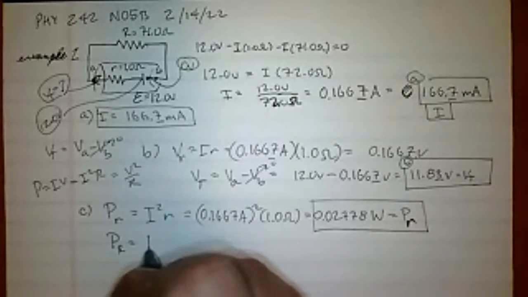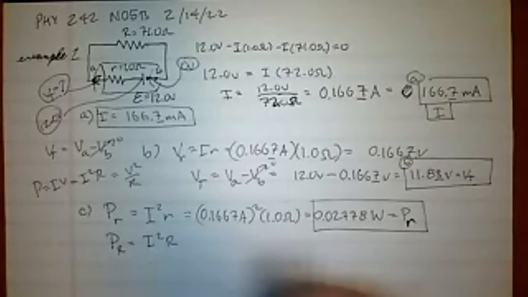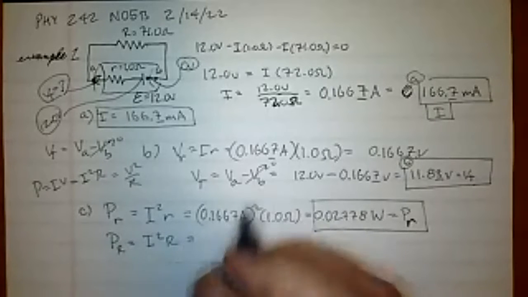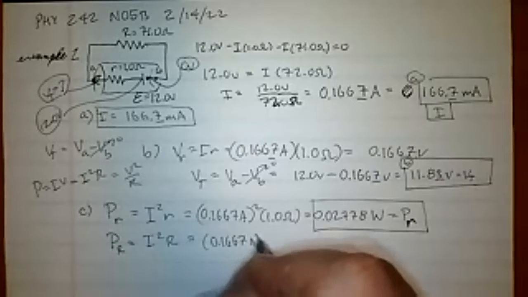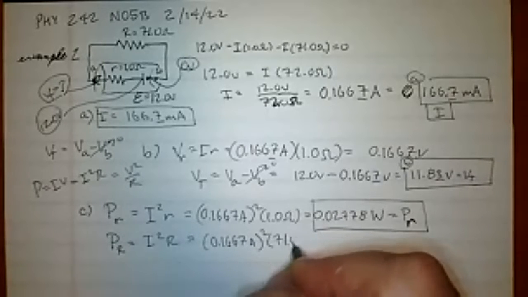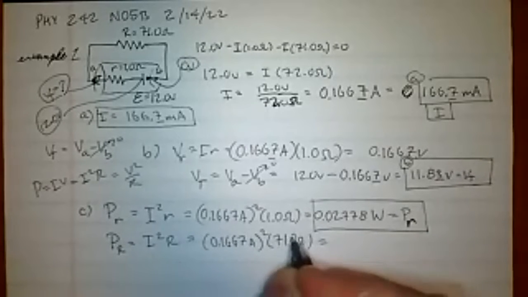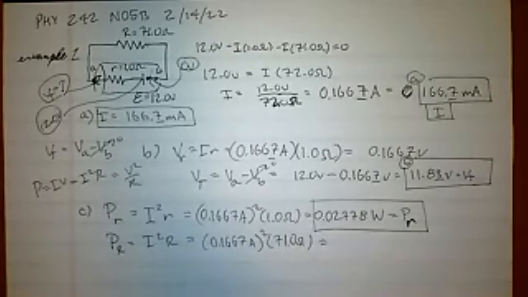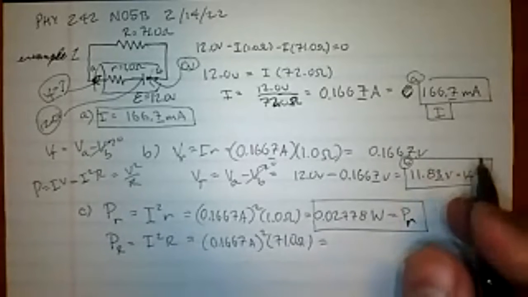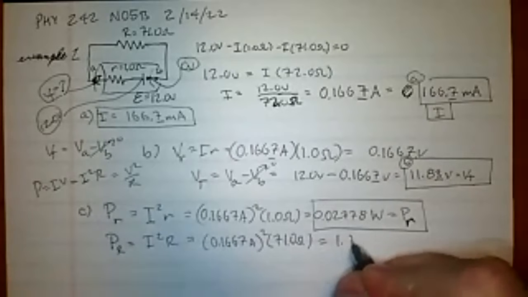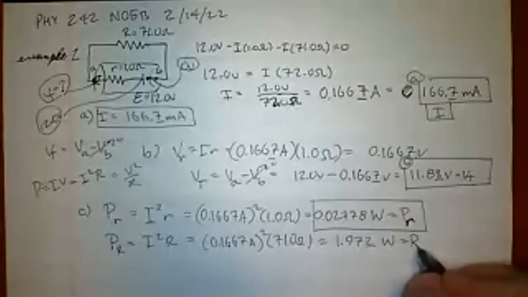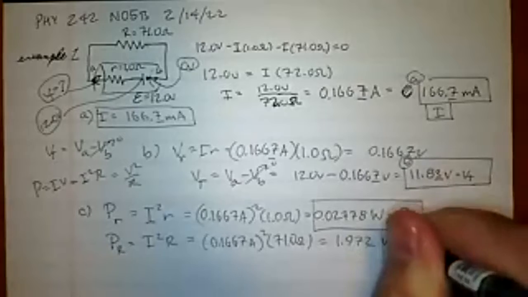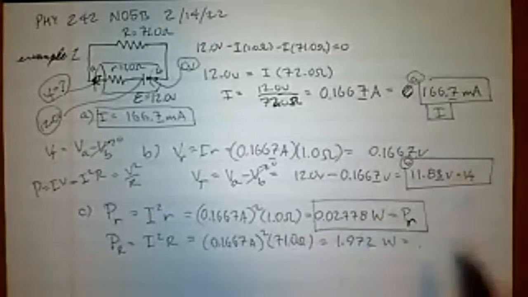is going to be P_R, which equals I squared big R. So obviously it's going to be 71 times larger. So it's 0.1667 amps squared times 71.0 ohms. See how I did that? 71 times bigger. It's like I'm a brilliant person or something. Okay, I'm making that up. But anyways, it's 1.972 watts, and that's P. Whoa. That's P big R.